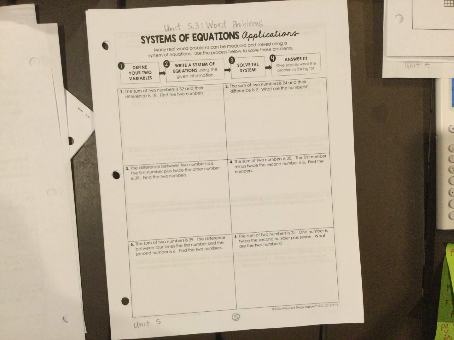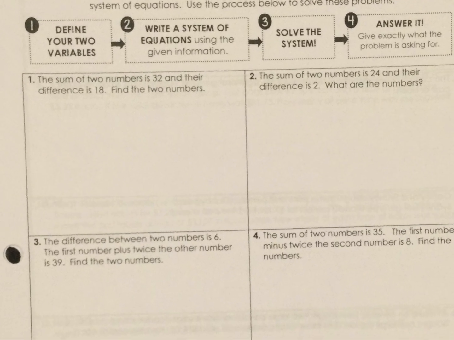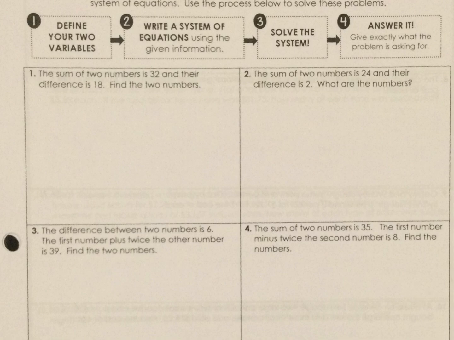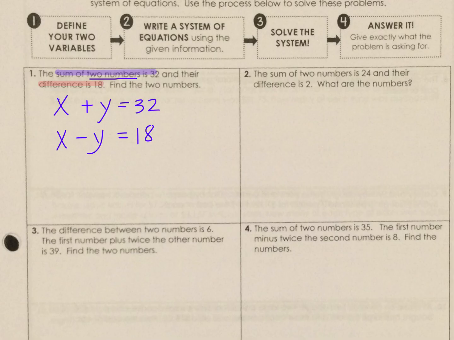Page 5 are word problems, where we're going to write 2 equations, and then we just put them in the calculator. The sum of 2 numbers is 32. Okay, well, I know that sum means to add. So when it says 2 numbers, it really means I'm going to put a letter in. So I'm going to say x plus y, the sum of 2 numbers, equals 32. Their difference is 18. Okay, well, I know that difference means minus, so x minus y equals 18.